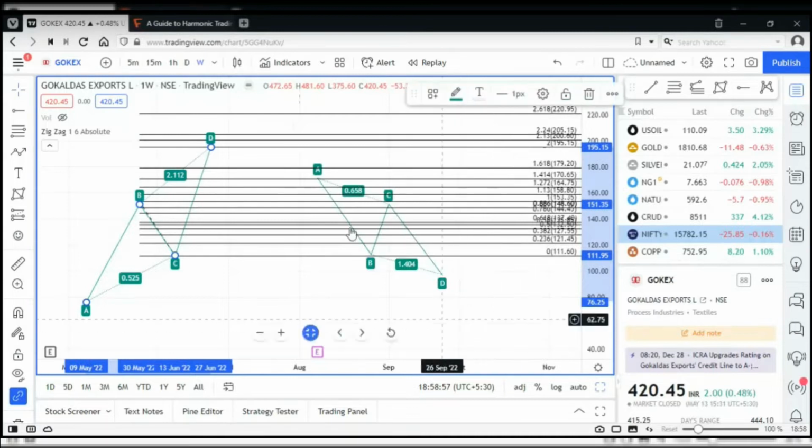So like this we should decide our D point. This is our reversal point. D point is nothing but a reversal point. So the stock is going to fall from 195.15. This is our entry point.